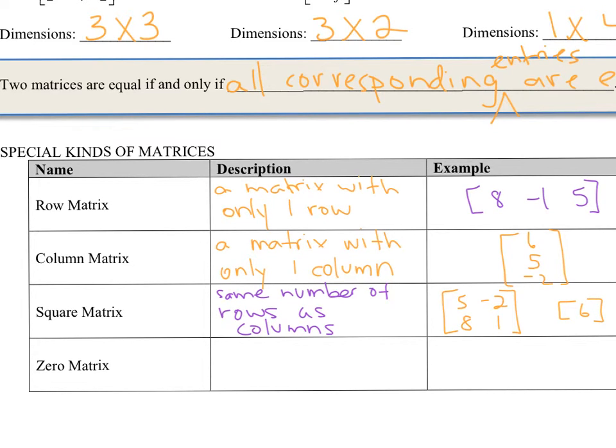A few things of note: when we read matrices, we always go across the rows first. So I would read this one as 5, -2, 8, 1. So across the rows and then down. And then a zero matrix is a matrix with only zeros as entries.